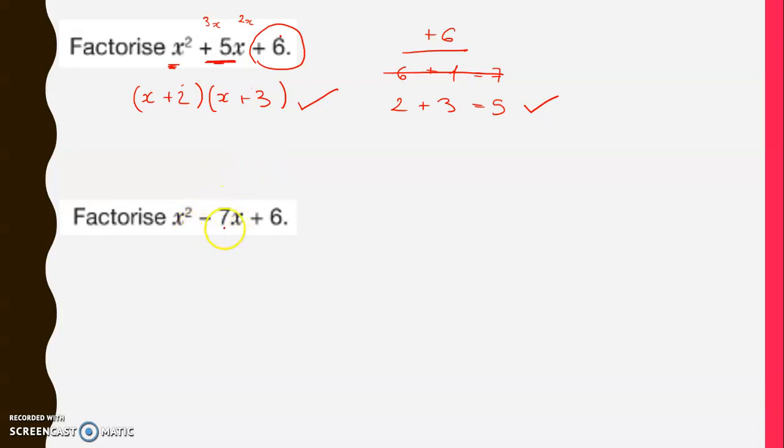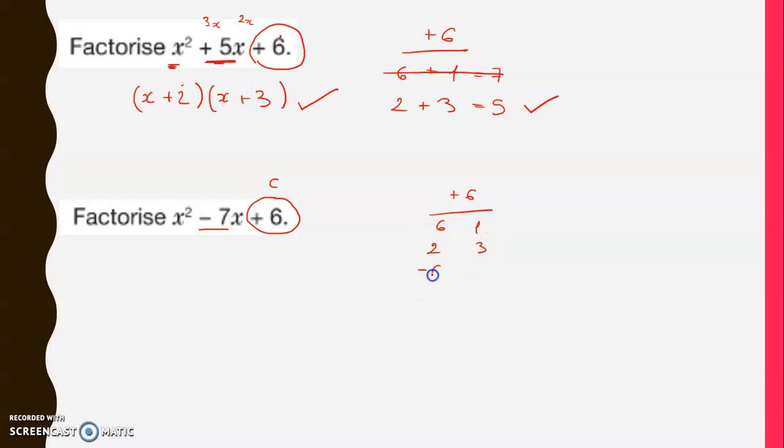Here, as you can see, the middle term is negative, but we always start from the c term. Positive 6. Again, we want positive 6. So we need to think of ways two numbers multiply together to give us positive 6. We can try 6 and 1, 2 times 3. But 6 plus 1 is going to give us 7, and 2 plus 3 is going to give us 5. We want a negative answer here when adding these two.